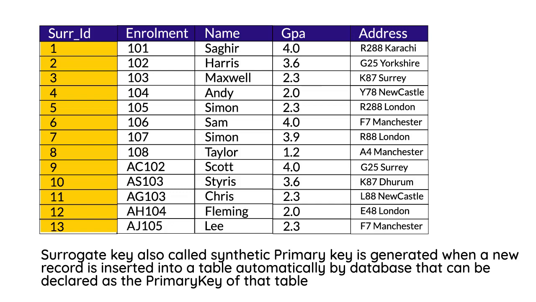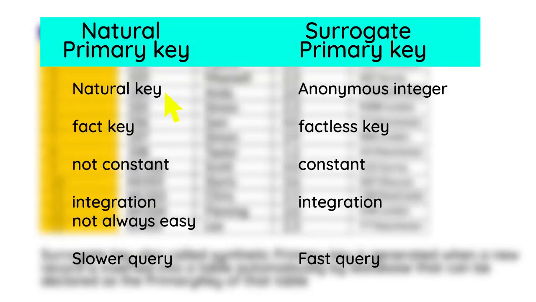Now the differences between both: the natural primary key is a natural part of that record; a surrogate key is not. A natural key contains facts, like in our example, the enrollment number was a fact, and a surrogate key is a factless key. Like in the second part of our example, the incremented numbers were not any fact. They were automatically generated numbers. A natural key is not constant, like we saw when we combined two university tables. It lost its shape. Integration is not easy, as in the example of combining two university tables.